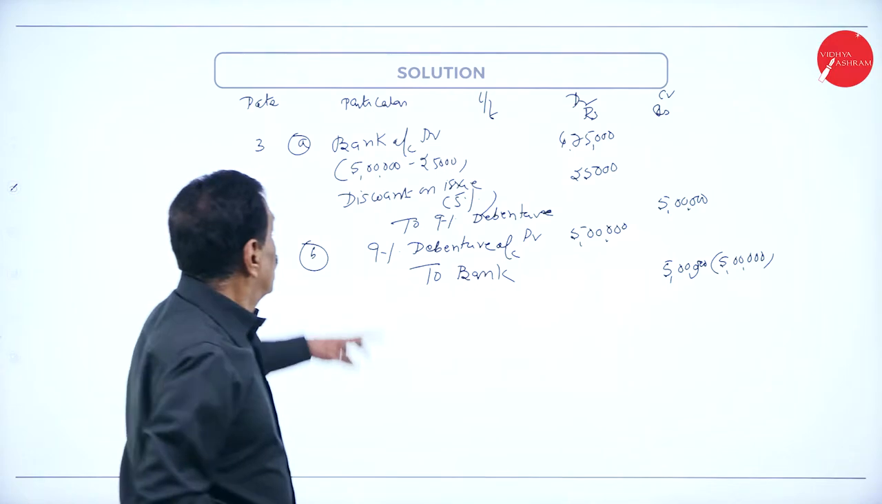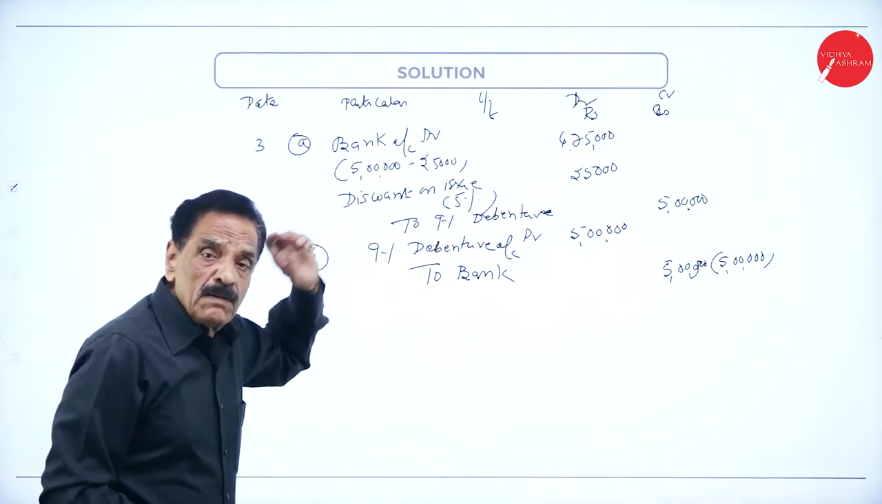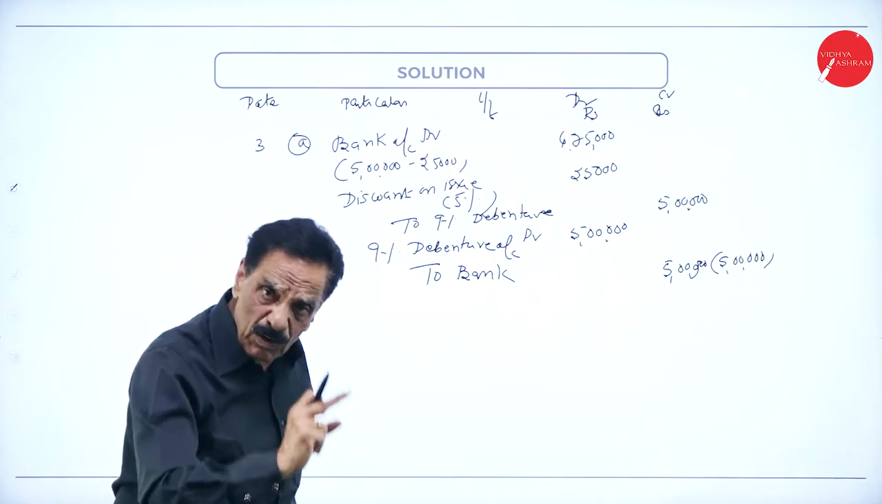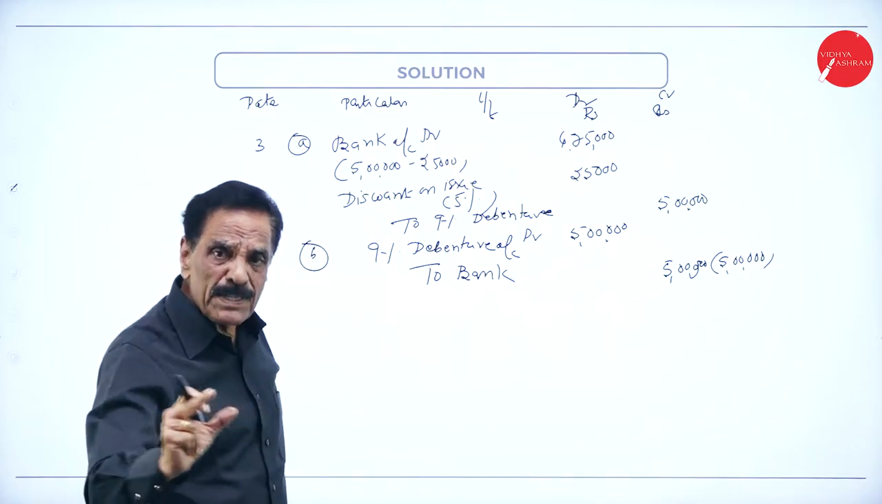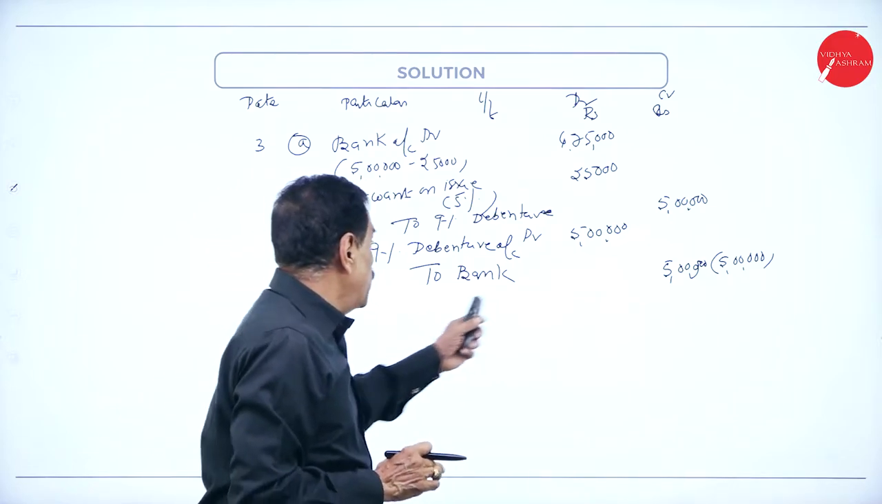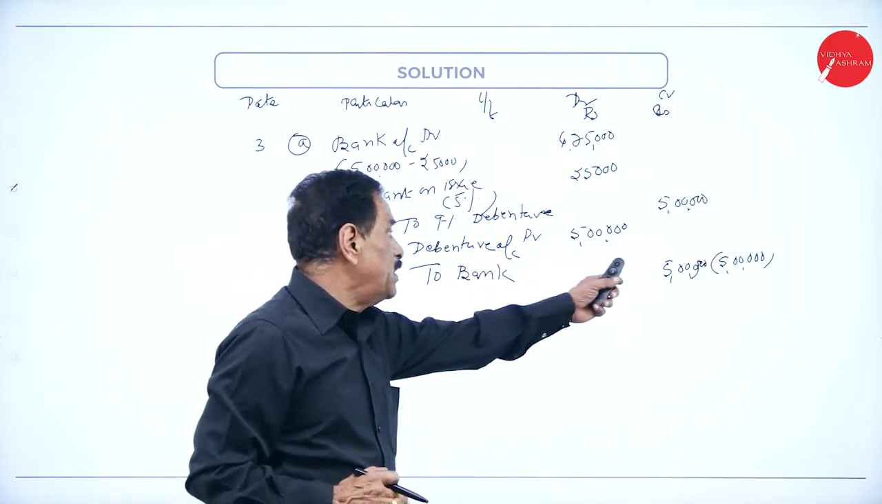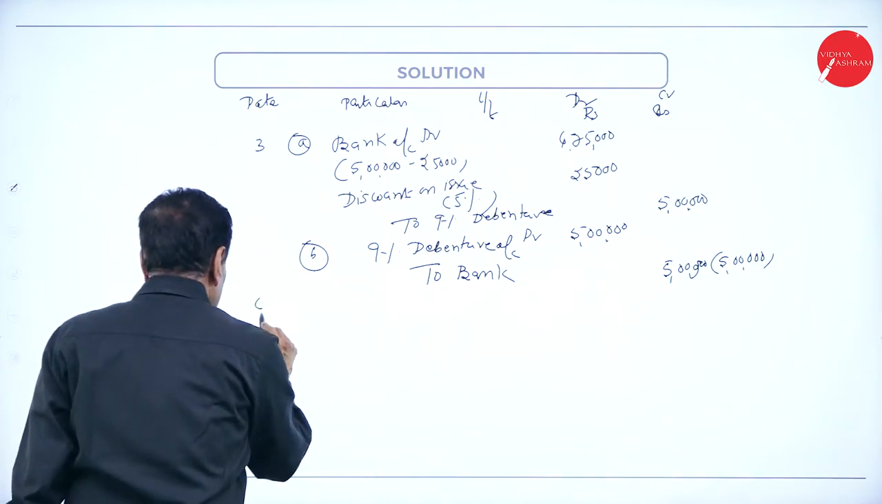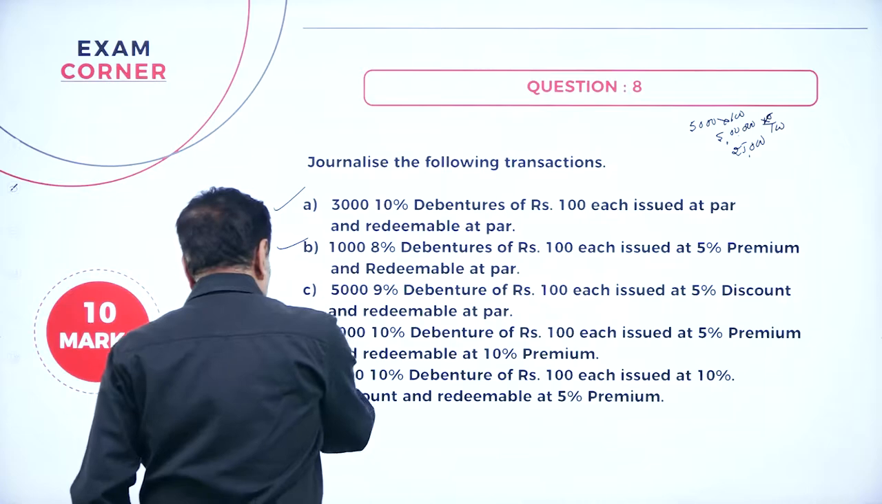So issued entry, issued at a discount: bank account debtor, discount account debtor, to 9% debenture. 9% is the rate of interest. Paid at par: 9% debenture account debtor to bank account. So third entry goes. Come back to the fourth entry.